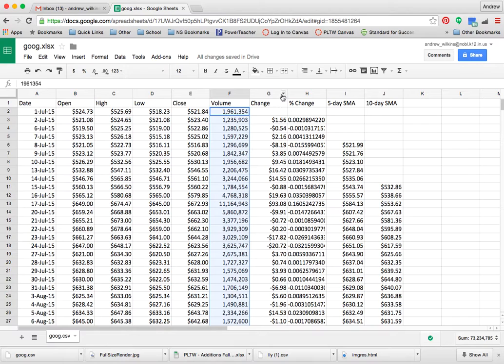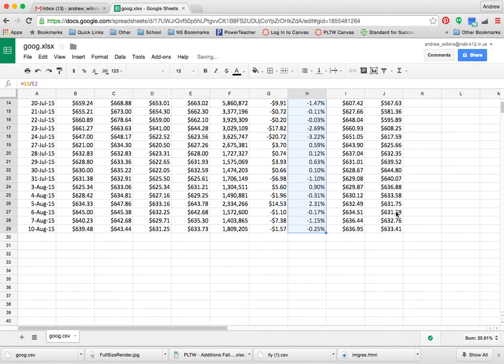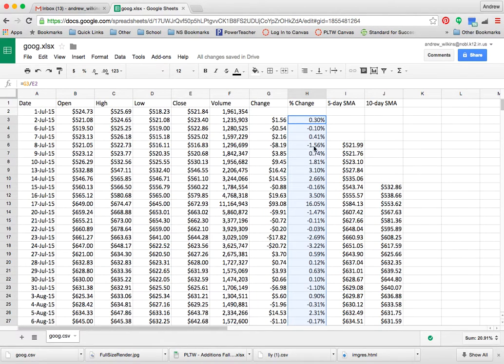My change again is in a price or a money amount, so I should leave that there. My percent change, that's supposed to be a percentage. So again, the shortcut for that is right here, percent. And percents are rounded to the nearest hundredth of a percent, typically, when you hit that button. And of course, you can increase or decrease the amount of decimal places that you use there.